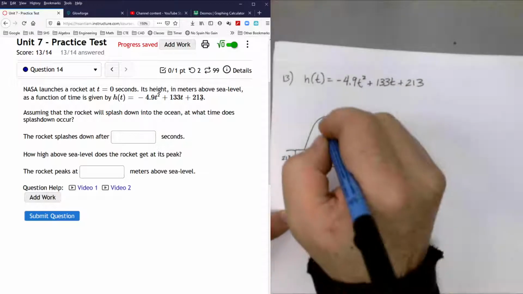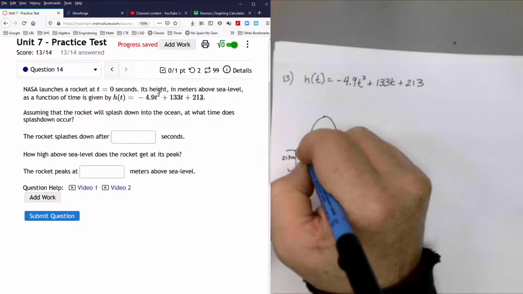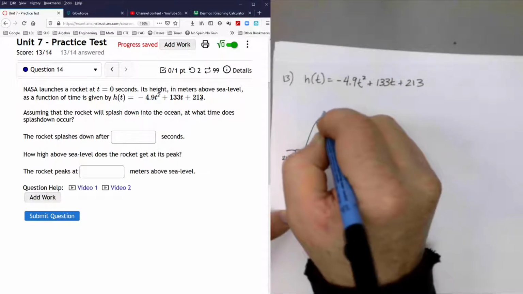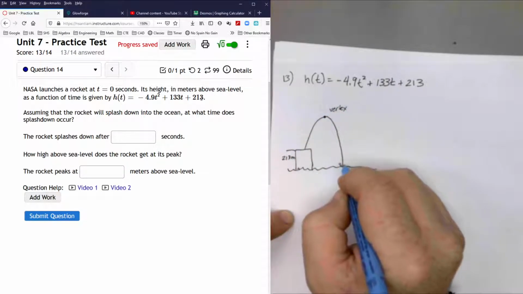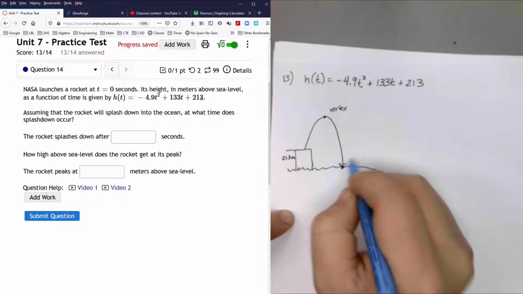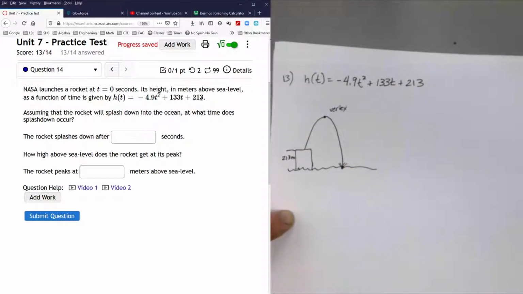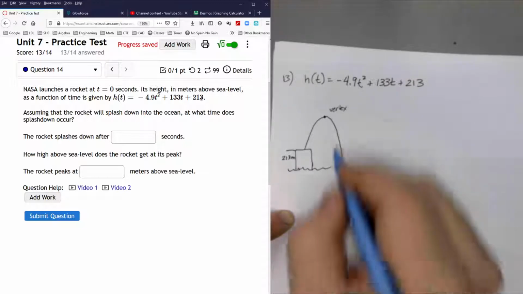And they want to know the same thing. They want to know how high that rocket goes, so what's the vertex? And they want to know where it splashes down. How many seconds does that take before it splashes down? All right.